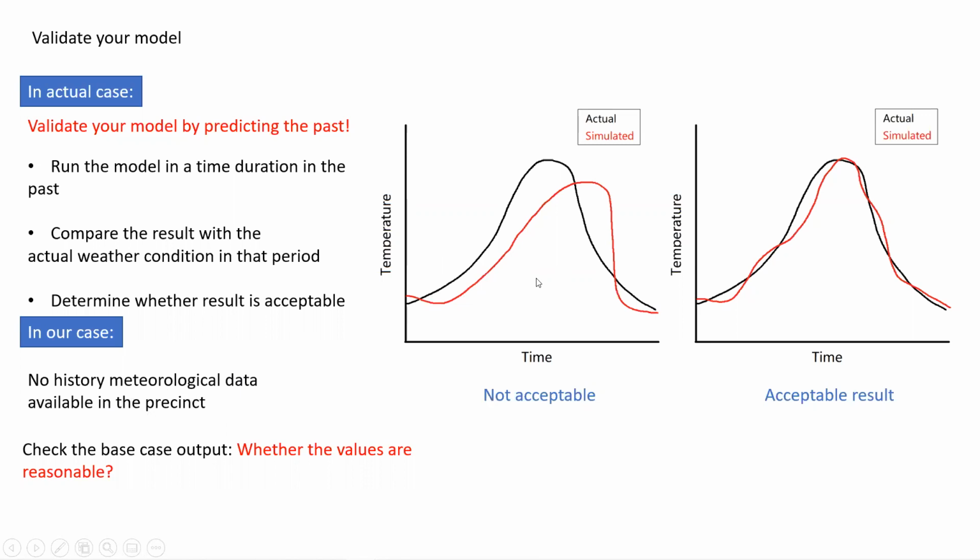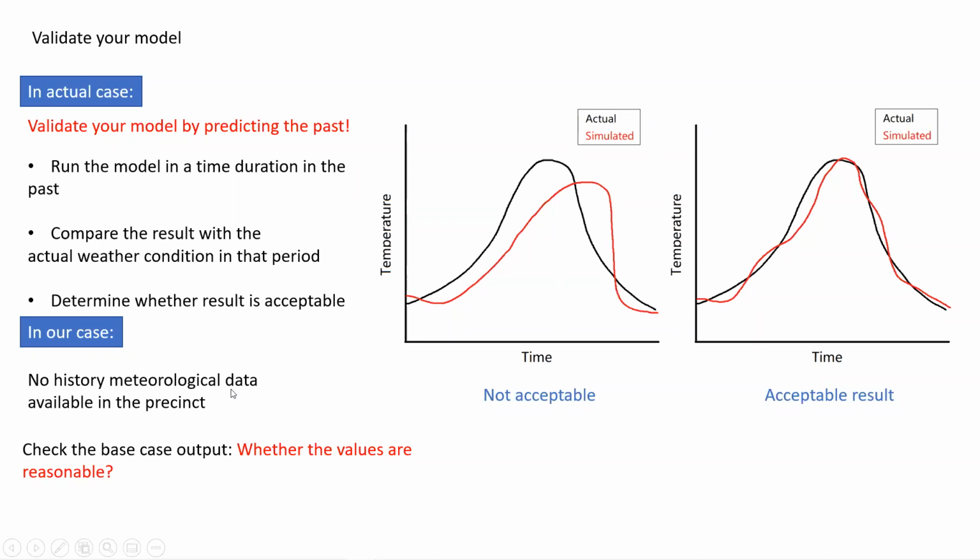But you need to keep in mind, if your purpose is to be 100% accurate to predict the weather, you have to do the validation. In our case, we care more about the difference between different mitigation scenarios. So we do not care much about that.